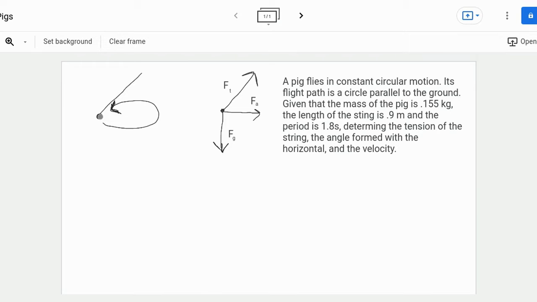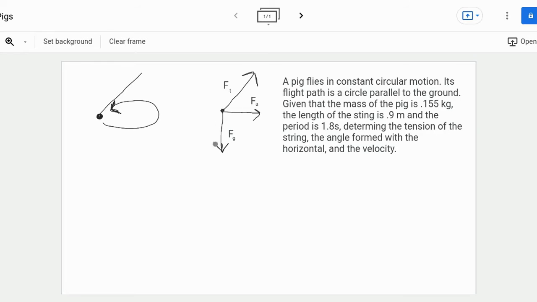This dot here is the pig, which is suspended by a string, and it flies in constant circular motion, so the velocity at which it moves is constant the whole time, and it moves in a circle like this, which is parallel to the ground. Over here you can see a free body diagram which displays the forces which act upon the pig.